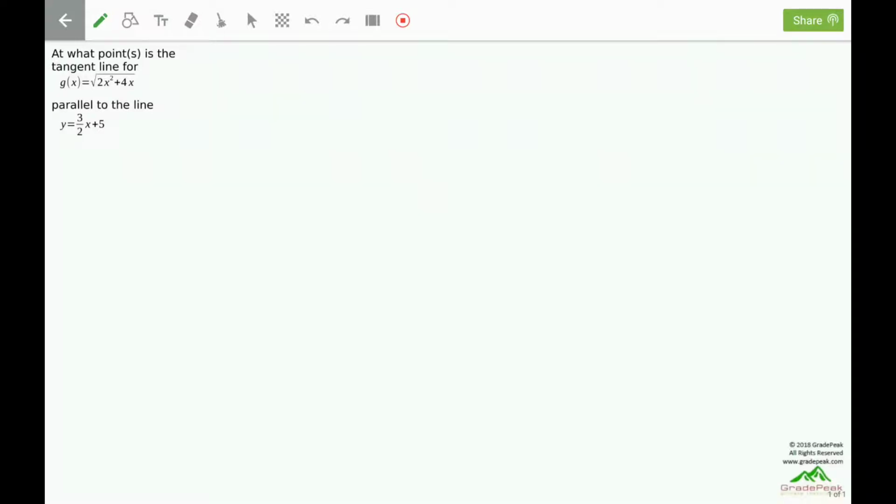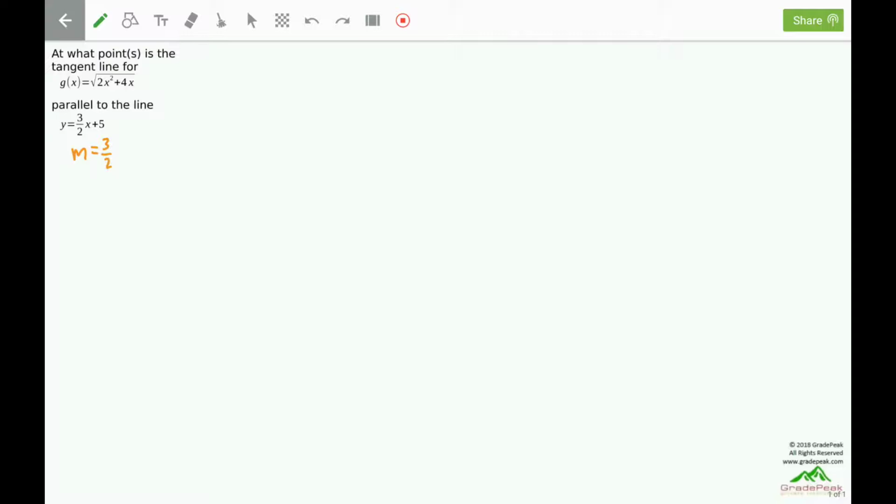At what point or points is the tangent line for g of x equals the square root of 2x squared plus 4x parallel to the line y equals 3/2 x plus 5? Parallel lines have the same slope. The slope of y equals 3/2 x plus 5, y equals mx plus b, m being whatever is in front of x, the coefficient of x. 3/2 x plus 5 has a slope of 3/2.